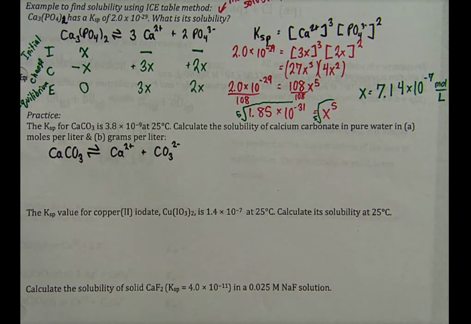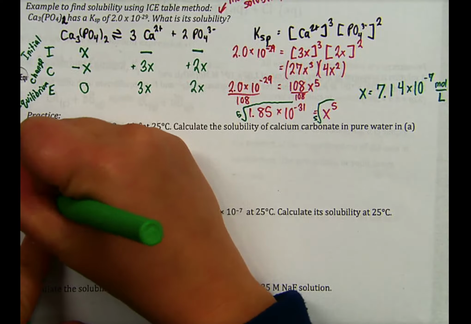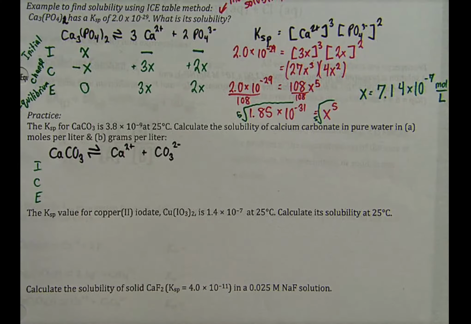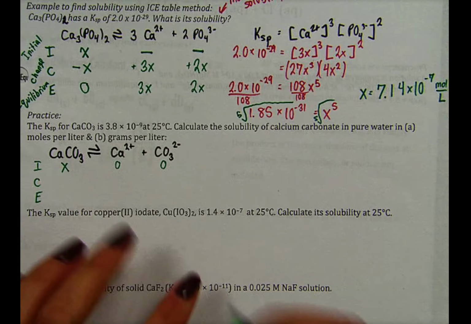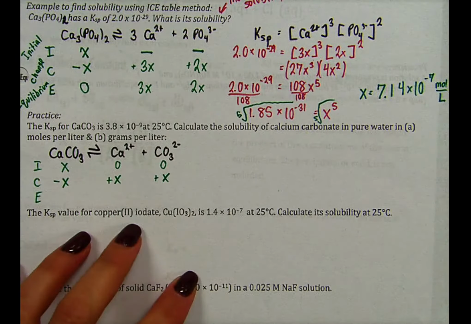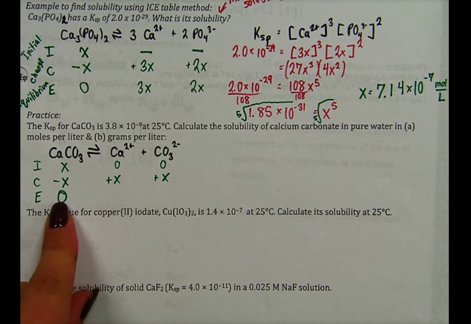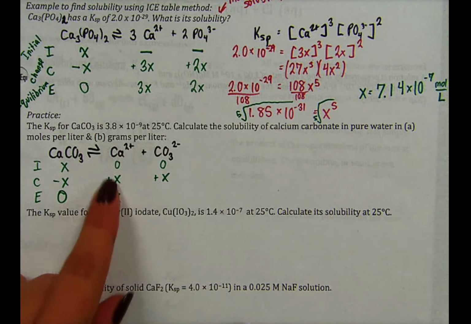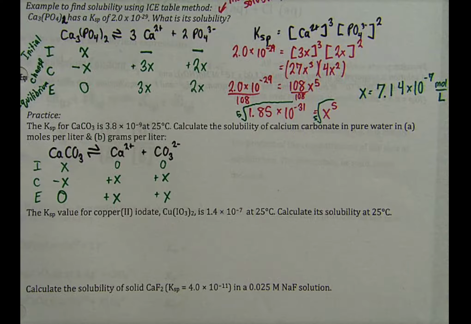Okay, we set up our ice table. This one's a little bit easier because notice all of the ratios are 1 to 1 to 1. So if we have x moles of this, no moles over there, we're going to lose x moles and gain it over here so that at equilibrium, all of that calcium carbonate that could dissolve did dissolve. And we have x moles per liter of the calcium and x moles per liter of the carbonate.